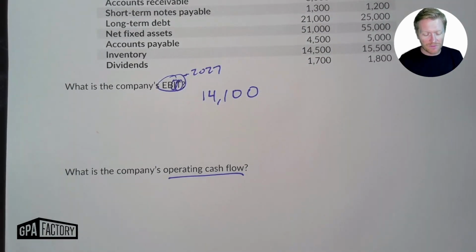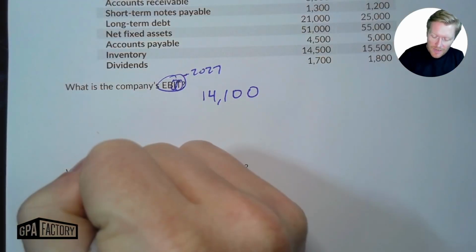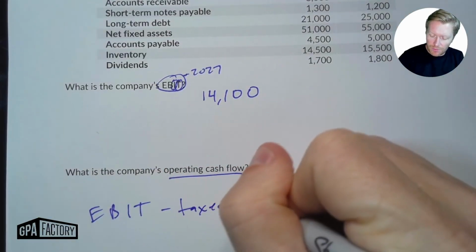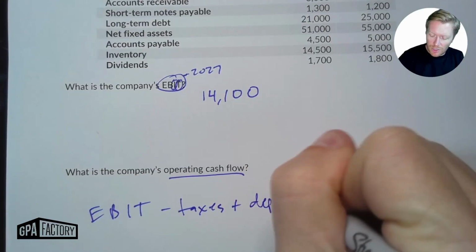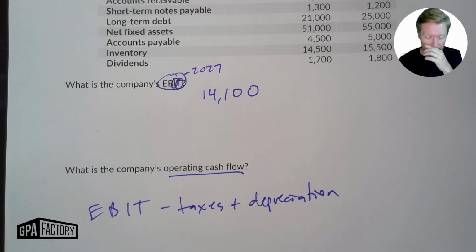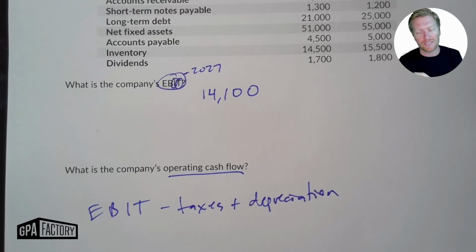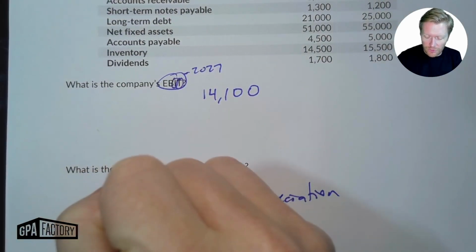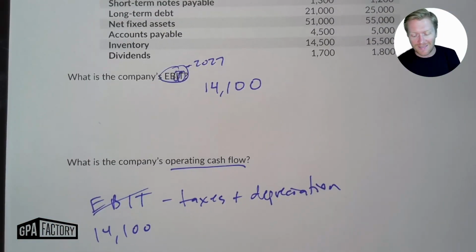Now, operating cash flow. Operating cash flow is EBIT minus taxes plus depreciation. So it is our operating income, but then we're subtracting off how much we're paying to the government because that's not going to be held on to by the company. And then we're adding back depreciation because it's a non-cash expense. So we've already got our EBIT. That's going to be the 14,100. And now we can subtract off taxes.